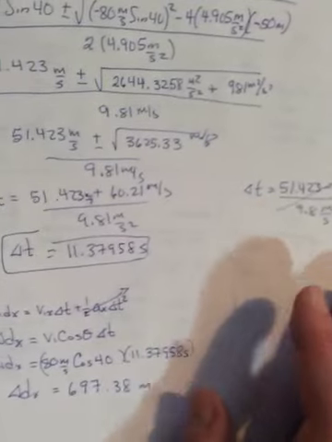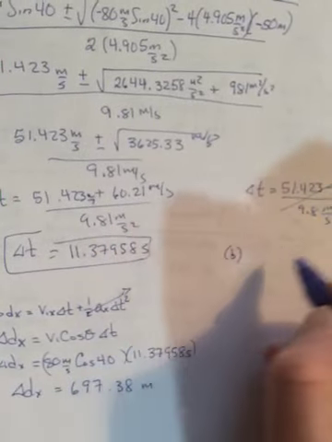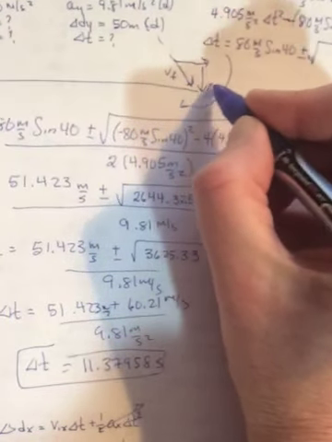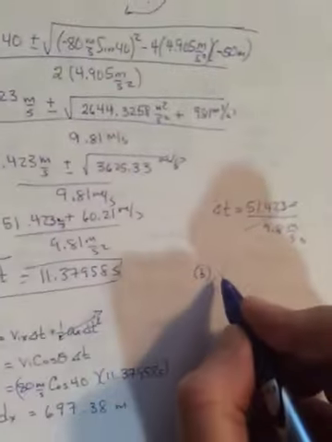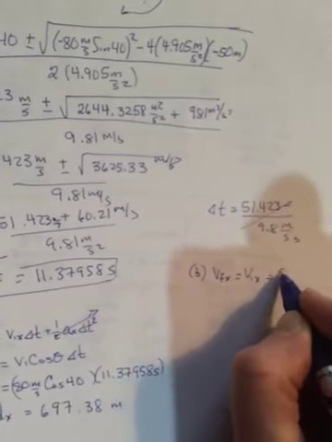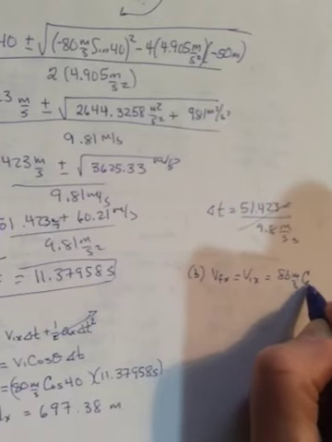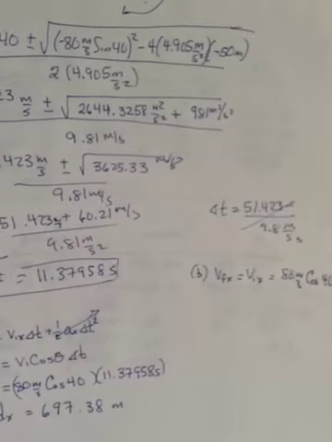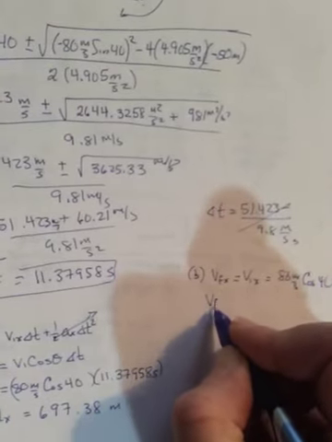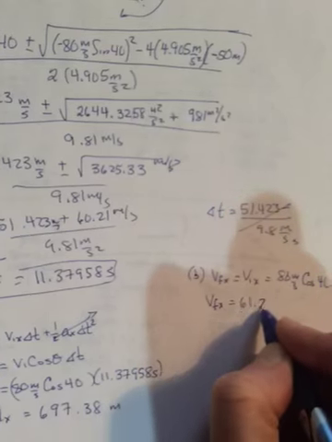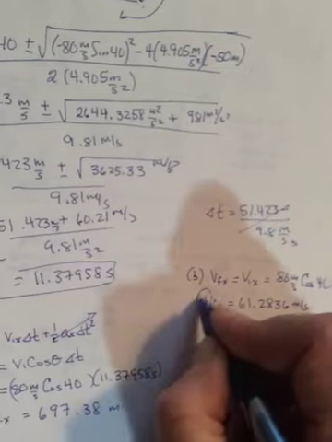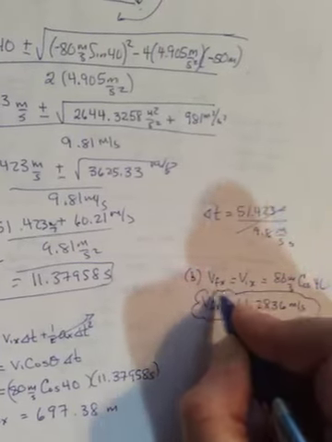Alright, so then the last part wants the VF. To find the VF, we need both the VFX and the VFY. VFX should be easy. VFX is just equal to VIX. So it's equal to 80 meters per second cos of 40, which is what we just did. And so VFX is equal to 61.2836 meters per second. So that's our VFX. Now we need our VFY.